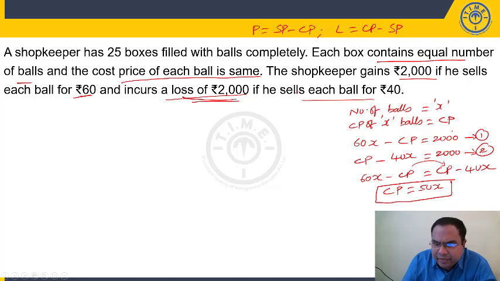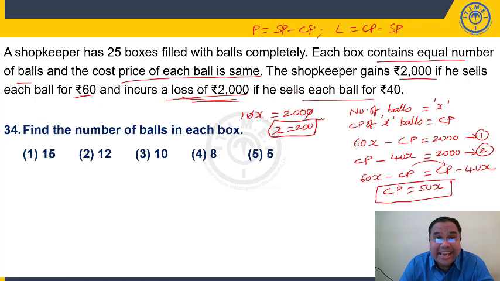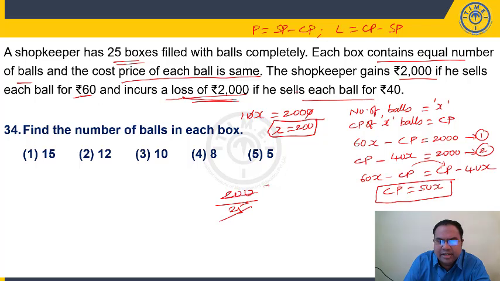When you know CP is equal to 50x, substitute it in first equation or second equation. 60x minus 50x, I'll get 10x is equal to 2000, x is equal to 200. So how many balls we have? 200 balls. Let us take up the questions. Find the number of balls in each box. How many boxes we are having? 25 boxes, and each box contains equal balls. So 200 balls I am fitting into 25 boxes. Each box equal balls, so divided by 25. So it goes 8 times. So we have number of balls in each box should be 8.